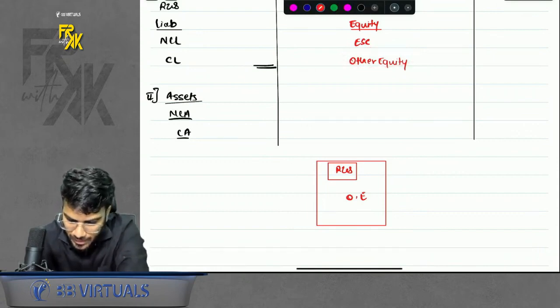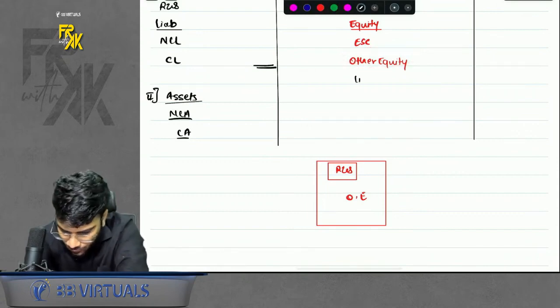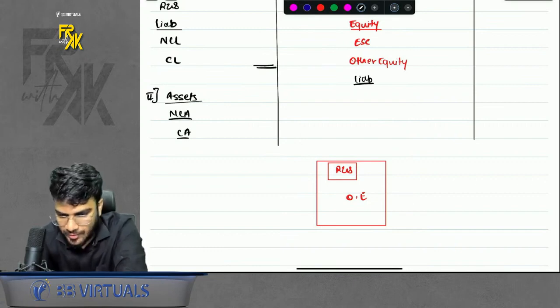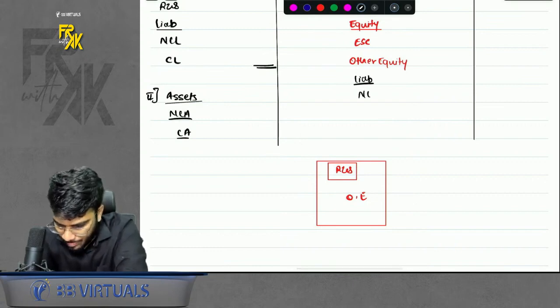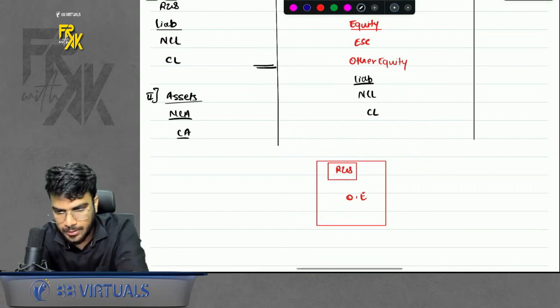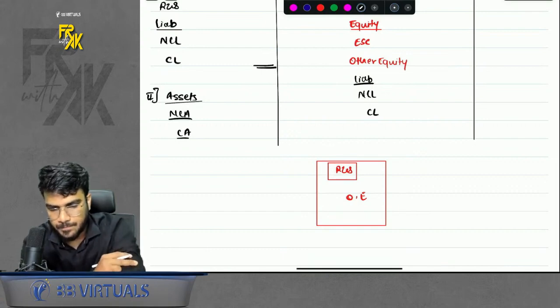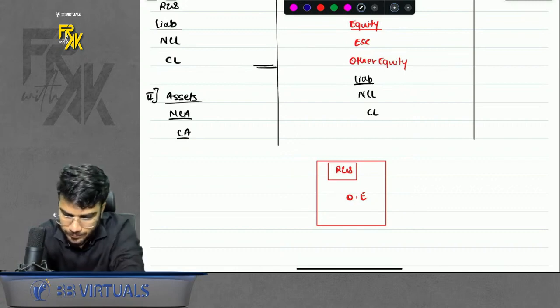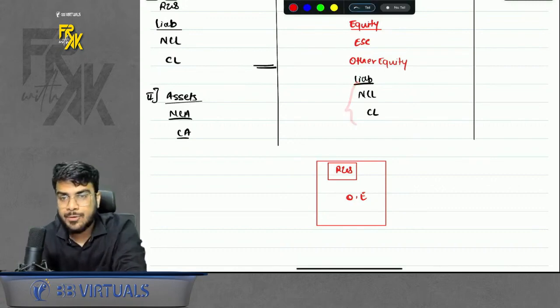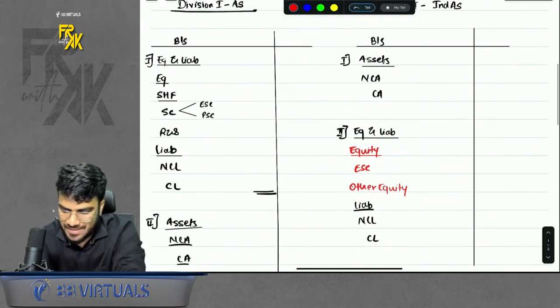Apart from this, what is going to be there? Then you will have liabilities. Under liabilities, you will have two things: non-current liabilities and current liabilities. Is this clear to everyone? Non-current liabilities and current liabilities. Okay, sir. Absolutely clear to everyone. So this is the basic structure of the balance sheet.